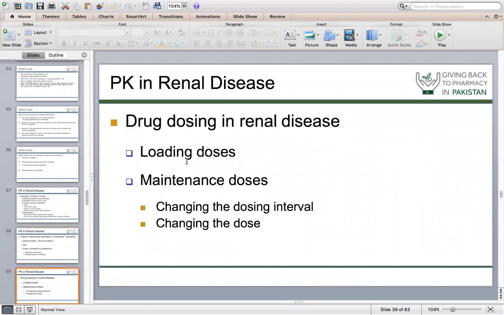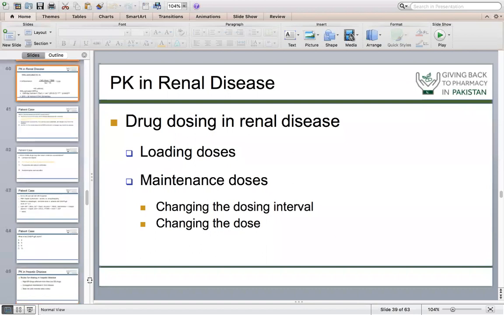So how do we dose in renal disease? For loading doses, there are not many changes, but maintenance doses need to be adjusted in patients having renal disease, either by changing the dosing interval or reducing the dose. Definitely, if a patient has extensive renal dysfunction, the doses will be much lower than the standard doses.